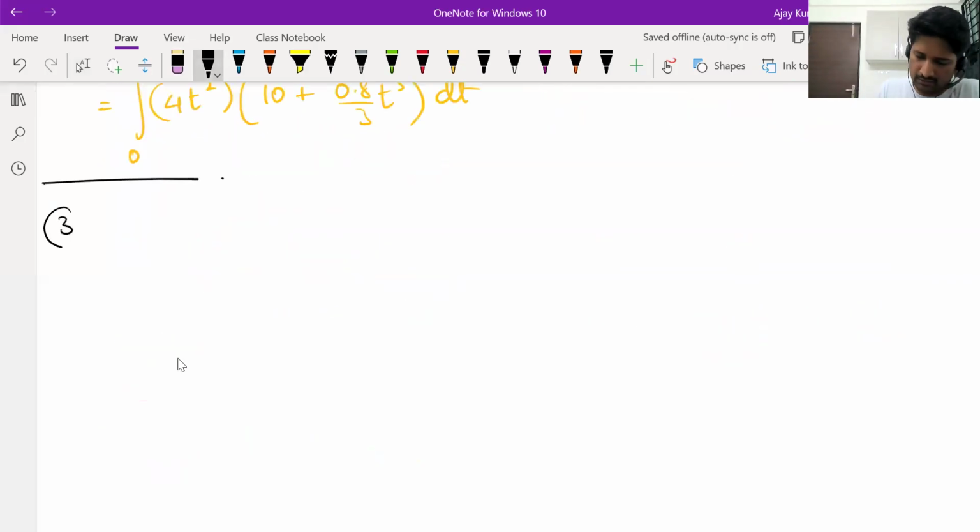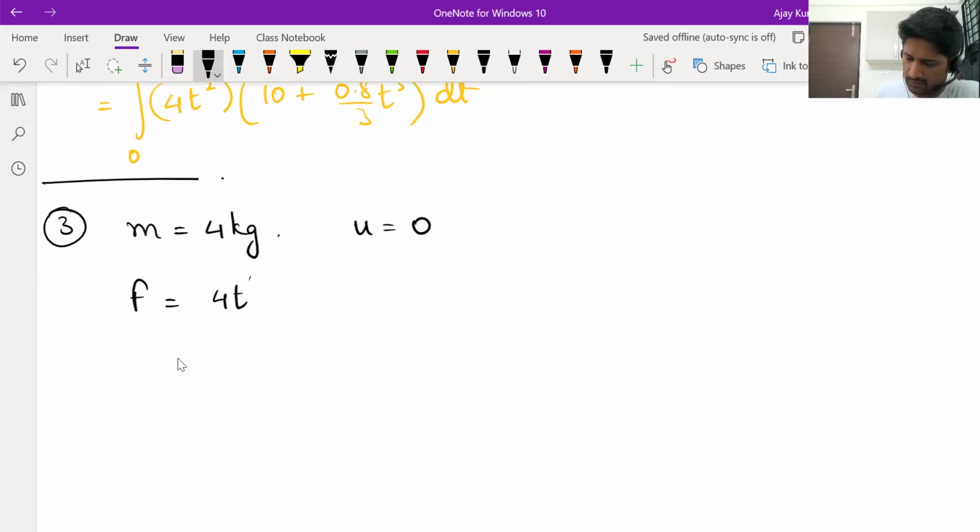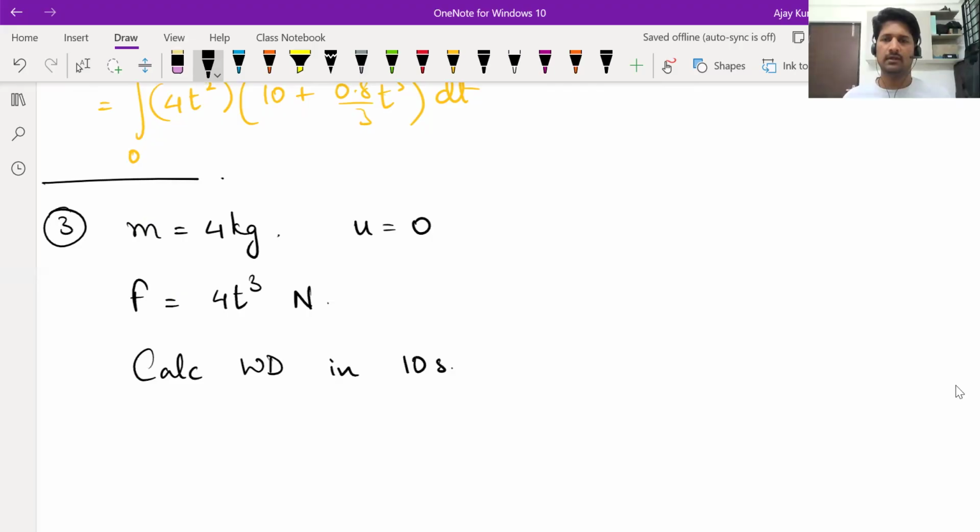Okay, solve this question. Object of mass 4 kg, initially at rest, subjected to a force of, let's say, 4t cube newtons. Calculate work done in 10 seconds. Solve this quickly. Type your answers in chat.